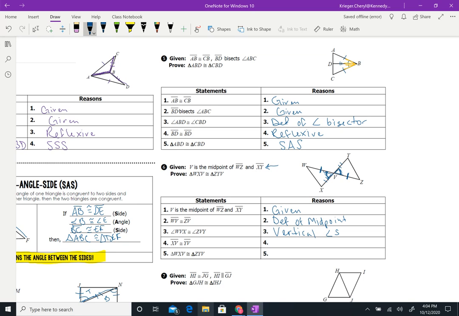XV is congruent to YV. That's also the definition of midpoint. That's where I drew 2 lines on my picture here. So definition of midpoint. And finally, the triangles have now been proven congruent by side angle side.